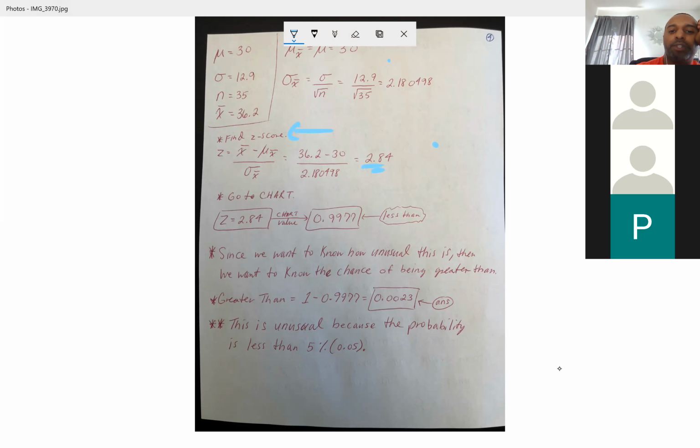Go to your chart, you should get 0.9977. And once again, that's less than. Now look at my next statement. Since we want to know how unusual this is, we want to know the chance of it being greater than. What's the chance of us getting something greater than this value? So if I want to know greater than, I subtract that from 1, which gives me 0.0023.